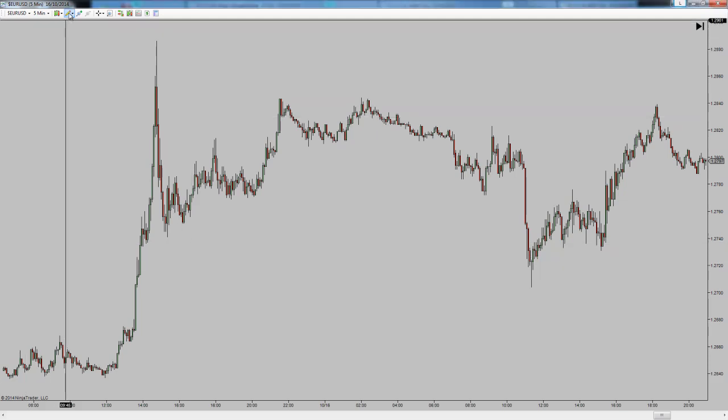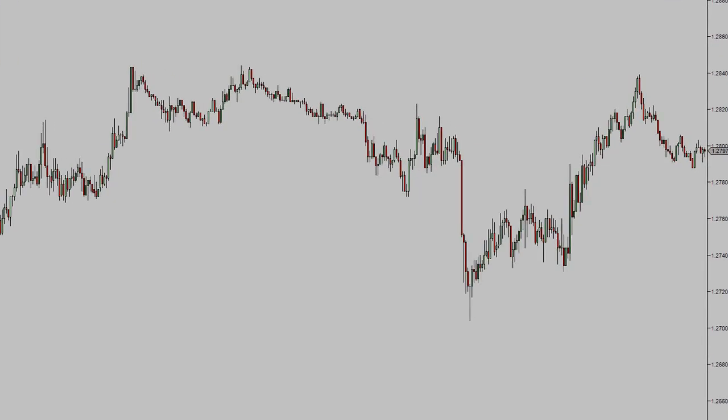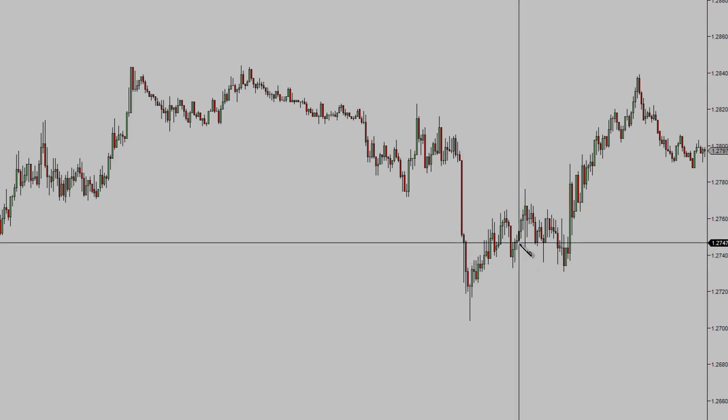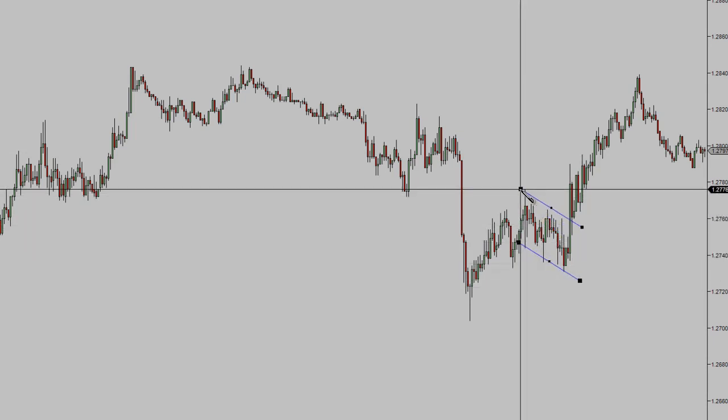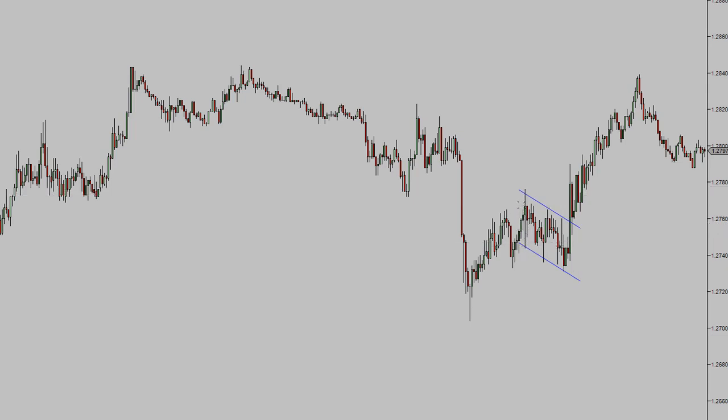There's another example of a bull channel here. So I get my trend channel tool again, and it's a bit messy, this one, and you know, it's not always tidy, as I said, but price moves between the upper and lower boundary of the channel before breaking up.